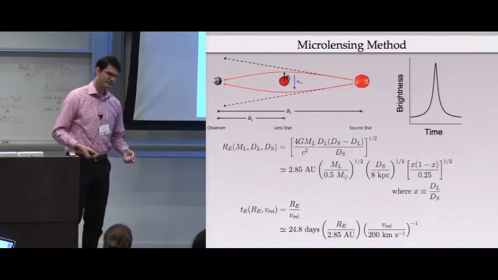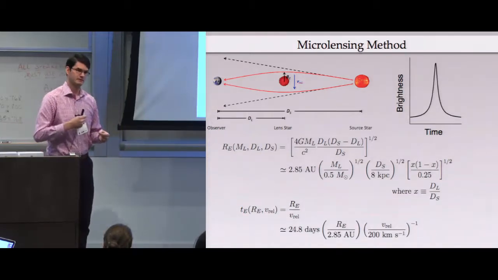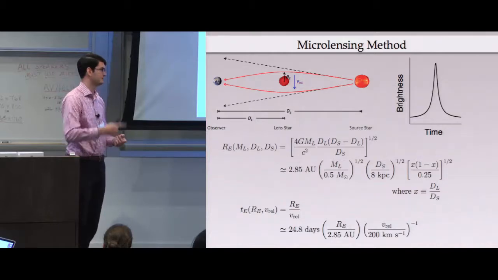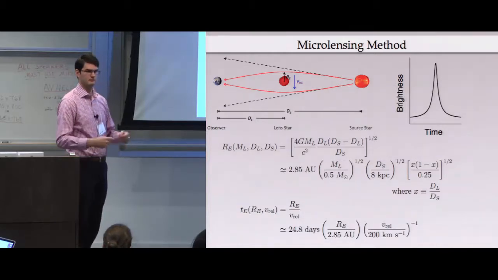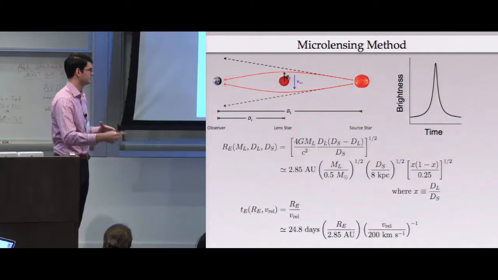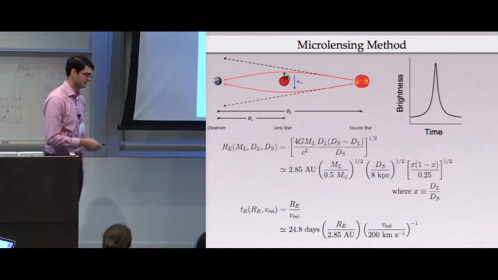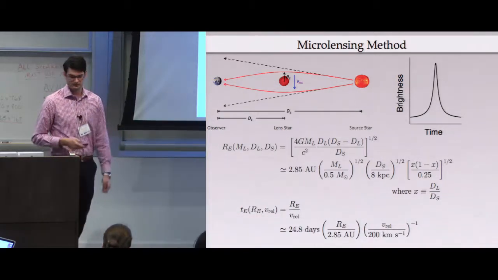And so this is because along our line of sight, there's a distribution of lenses. They have a distribution of distances, masses, all kinds of different relative proper motions. And so these things are all conflated and give you a distribution of timescales. But there's information contained in that distribution.